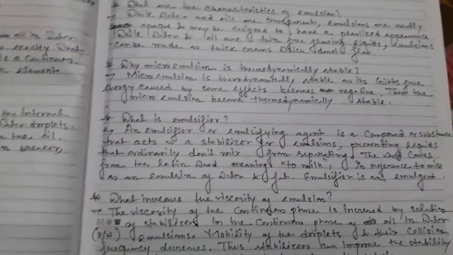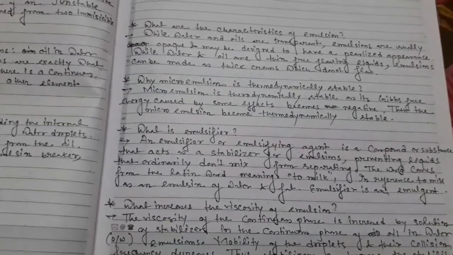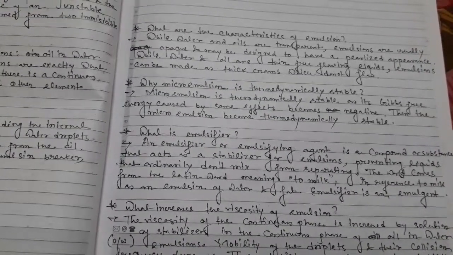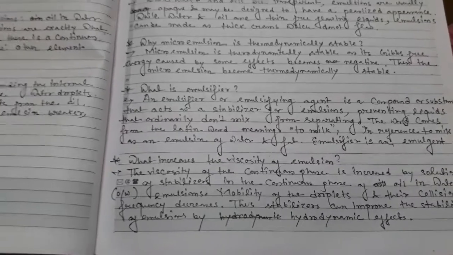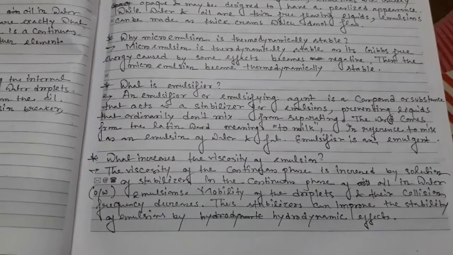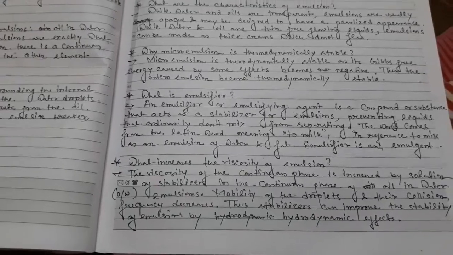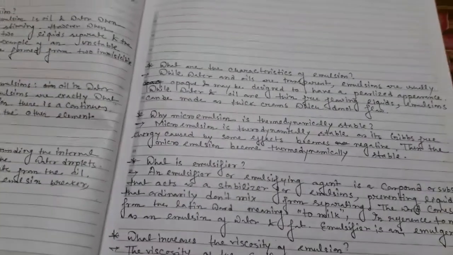Why is an emulsion thermodynamically stable? A microemulsion is thermodynamically stable and it gives free energy caused by some effects. What is the emulsifier? It means emulsifying agent. What increases the viscosity of an emulsion? The viscosity of the continuous phase is increased by a solution of solubilizer in the continuous phase of oil in water emulsions. Okay.